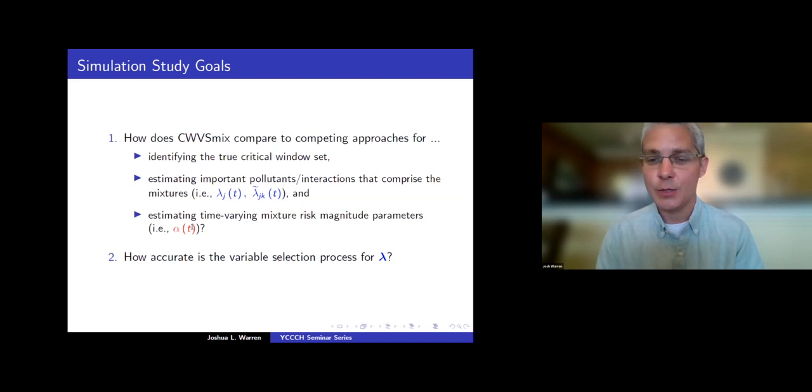So how well do we do at estimating these lambdas and lambda tilde parameters that describe the effects of main effects and interactions? And then finally, how well do we do at estimating the magnitude of risk? So these alpha T parameters, we want to make sure we're getting these right as well. And as a side issue, more out of our curiosity, how well does this variable selection process work for the weights that we've introduced?